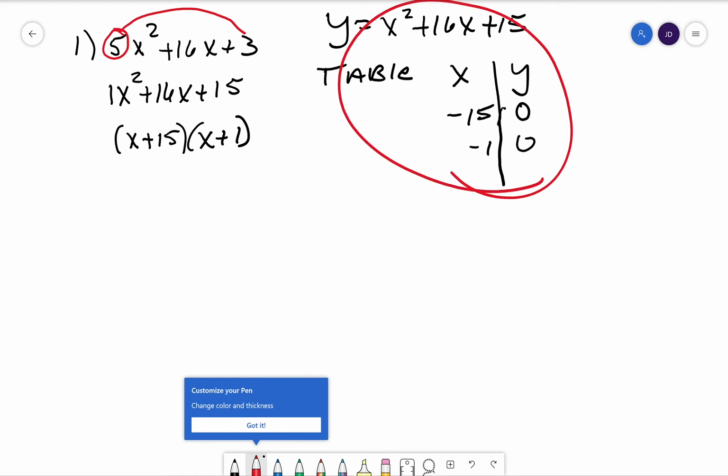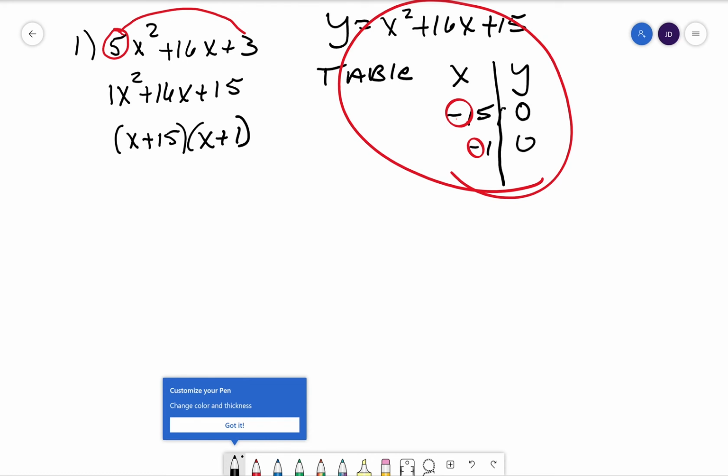But like I said, you have to make sure that you're looking for where y is 0, and we're checking to see if it's a negative 15. If this is a negative 15, we write a positive 15. Negative 1, write a positive 1.